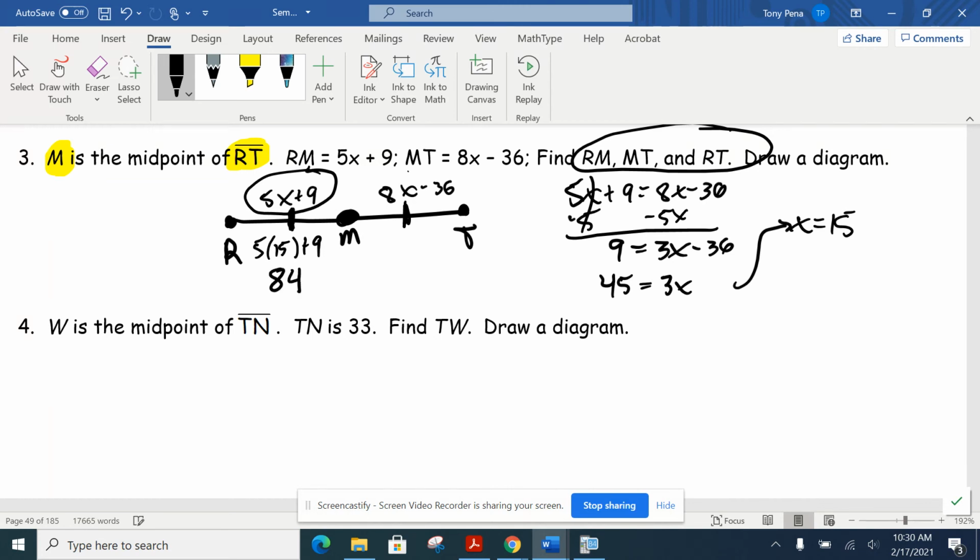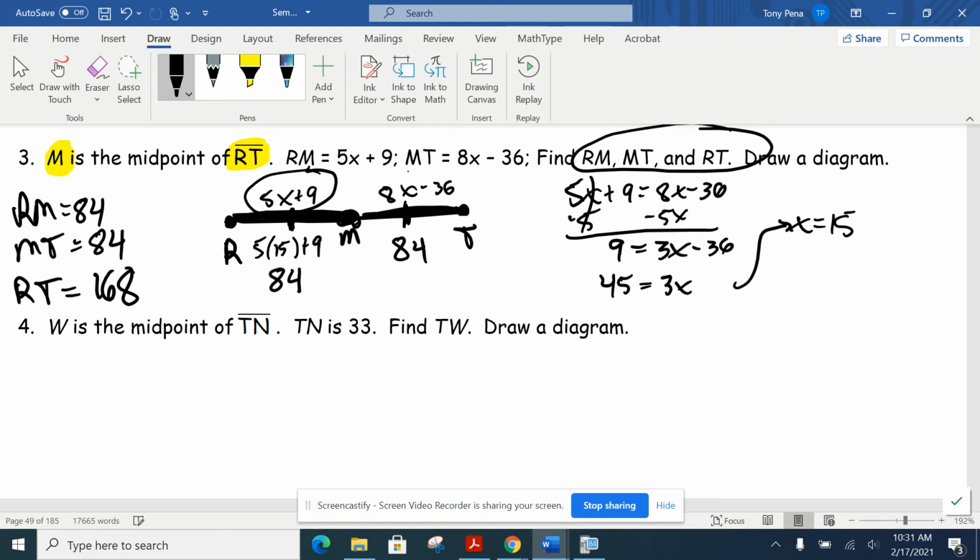So we know that the length of RM is 84. Doesn't that then mean M to T must also be 84? And then the last one, RT, is the entire length. So if this is 84 and this is 84, then the whole thing is just the sum of those, which is 168. Okay? Hopefully we got that, or came close.